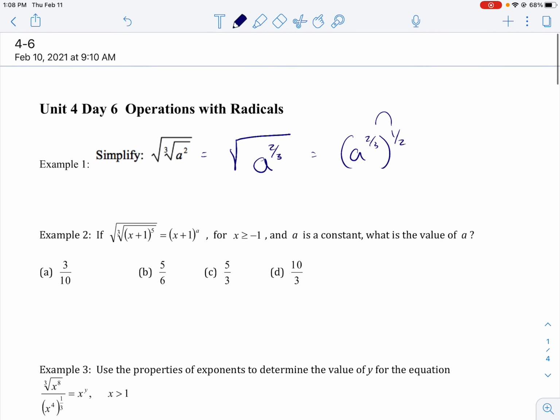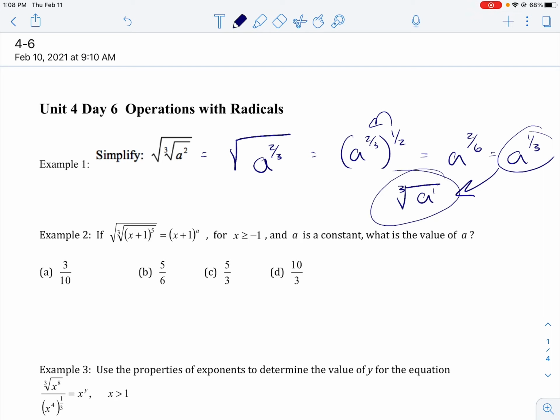And so then multiply those exponents. So we get a raised to the 2/6 power, which can be simplified to a to the 1/3, which you could either leave as that, or if you want to write it like this, that's correct as well. Okay? Or maybe you want to write it like this. You don't like that 1 under there. Okay? I'll never mark you wrong for the 1.